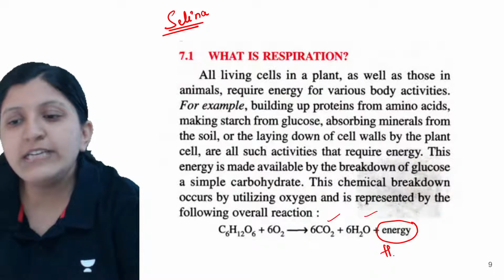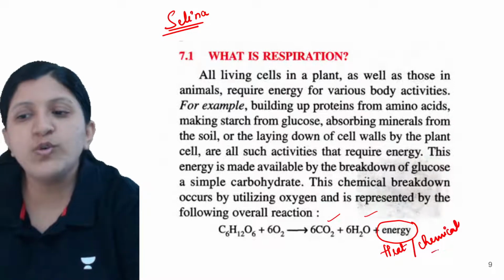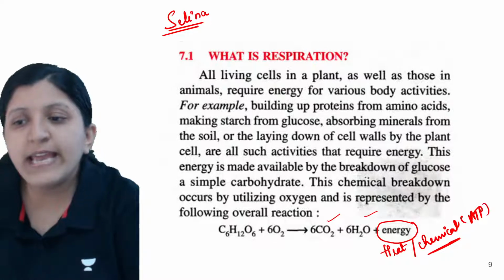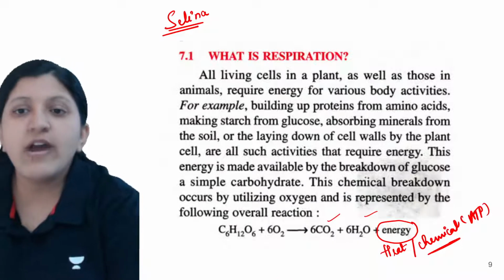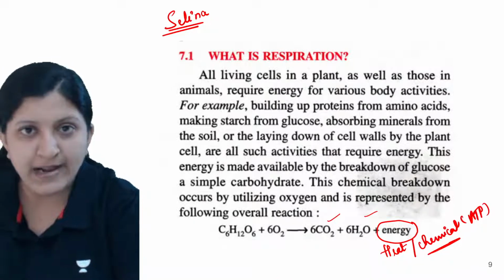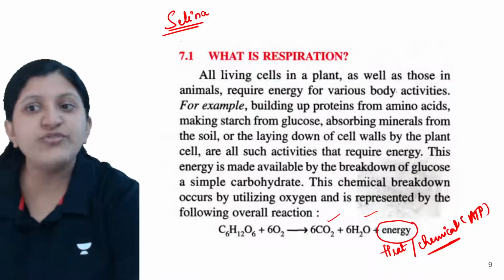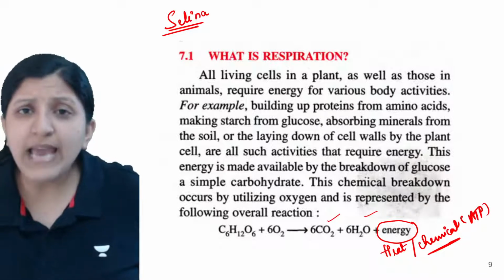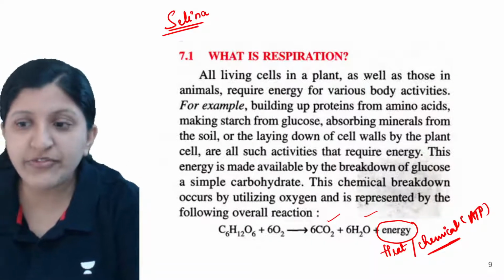There is heat energy that can be produced, which can be converted into chemical energy, that is, ATP formation. So there is ATP that is required for most of the cellular processes. Now, all living cells in a plant, as well as those in an animal, require energy for various body activities.